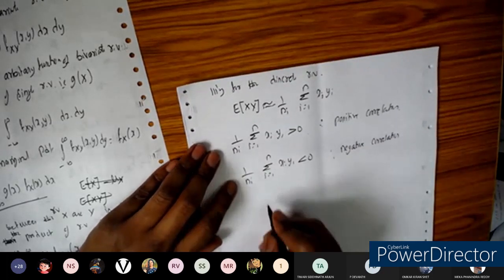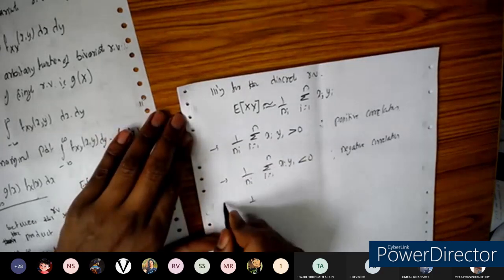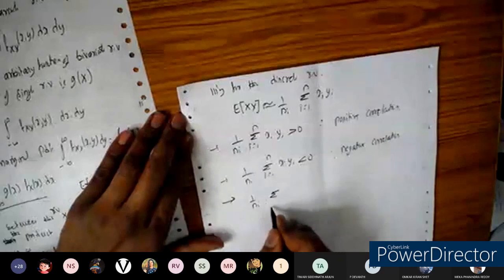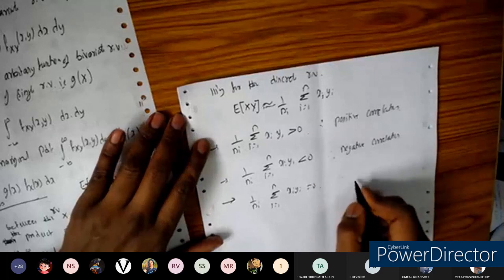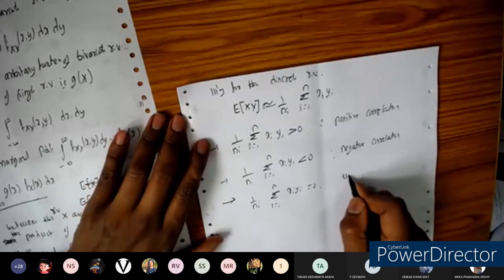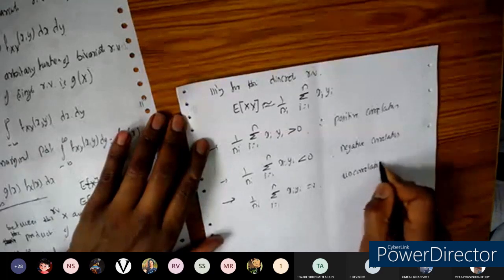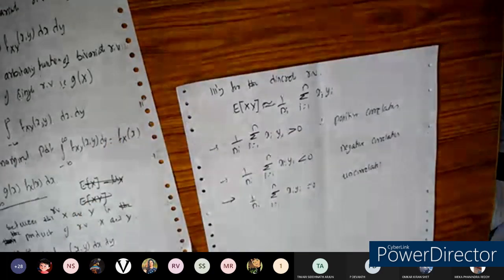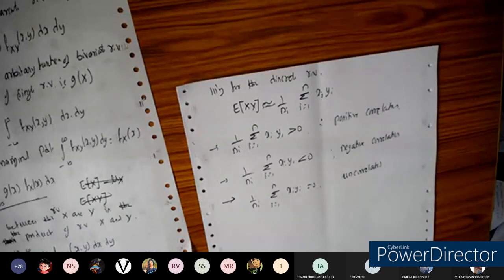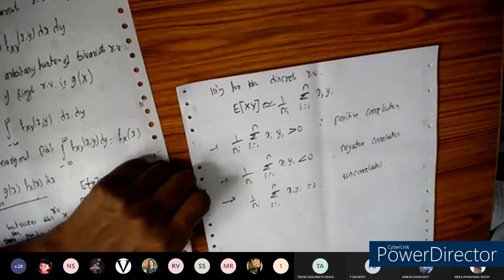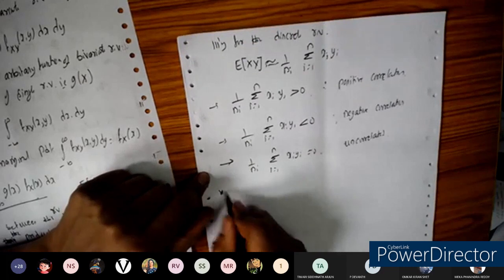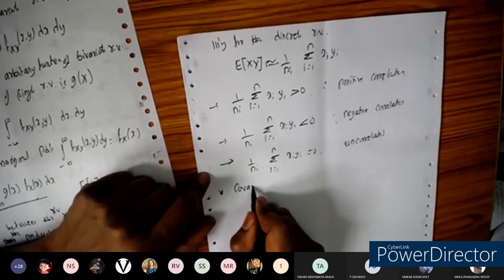This is the first case, the second case, and the third case. If the summation i equals 1 to N of Xi into Yi is equal to 0, then we say it is uncorrelated. So this is the correlation. It is similar to what we saw in the case of the mean of the random variable, but now we call this the correlation. Next is called the covariance.